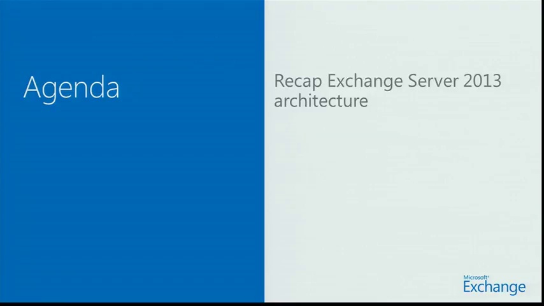The agenda: if you weren't at part 1, I will briefly recap some of the architecture changes. If you were at part 1, this will give you a chance to reinforce what we talked about a little bit ago, because it was a lot of new information. Then we're going to talk about the architecture around the other server role that we have, which is the mailbox server role. In part 1, we focused on the client access server role. Part 2, we'll focus on the mailbox server role.